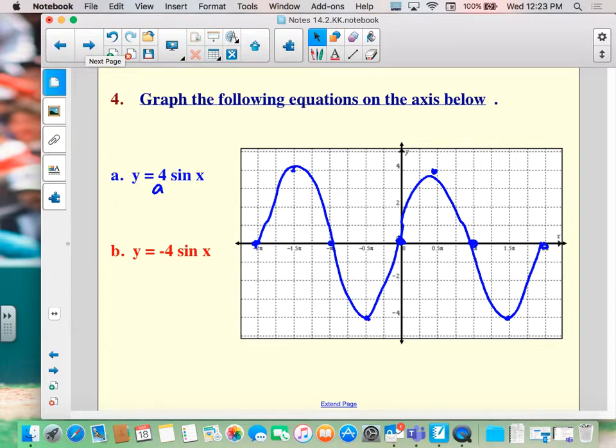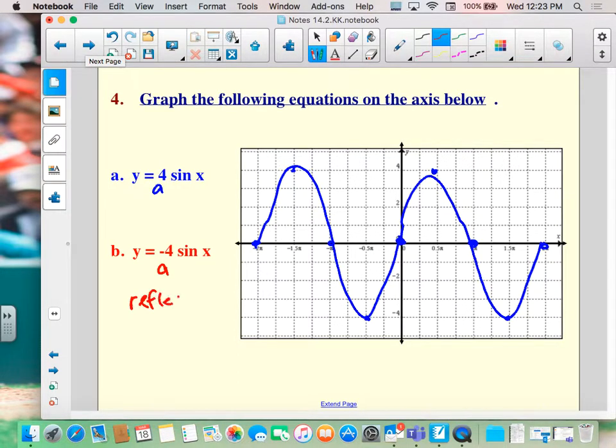And now what do we do here? The absolute value of -4 is still 4, so the amplitude is 4, but we have a negative sign in there. So this one is going to reflect. And for this one, we reflect it over the x-axis. That means all of these points on the x-axis are not going to move. If you flip them over the x-axis, they're going to stay the same. These high points are going to come down low.